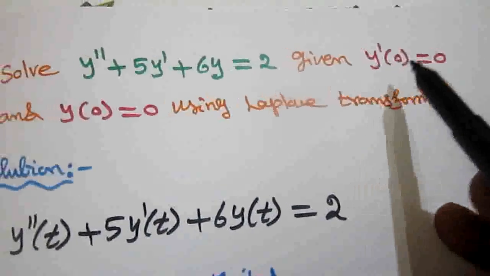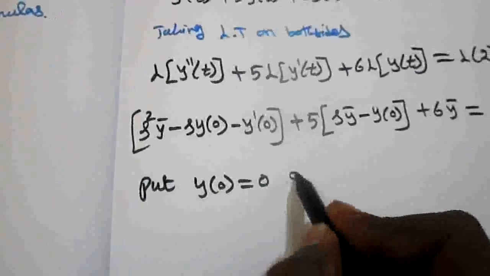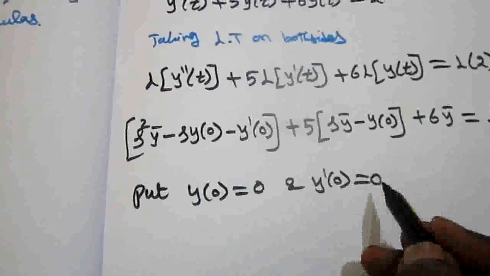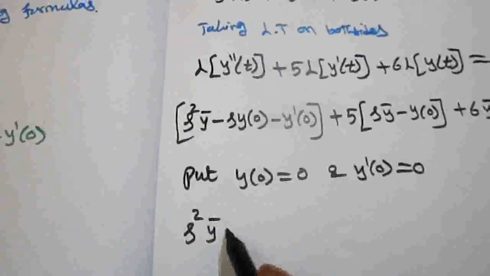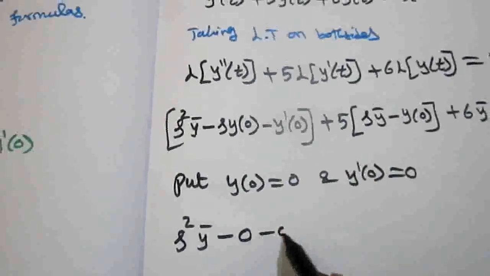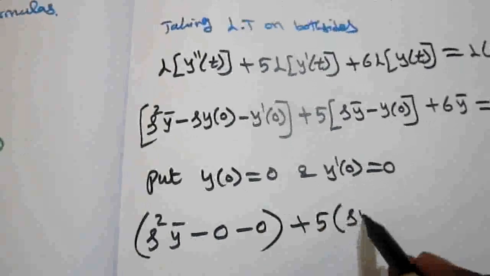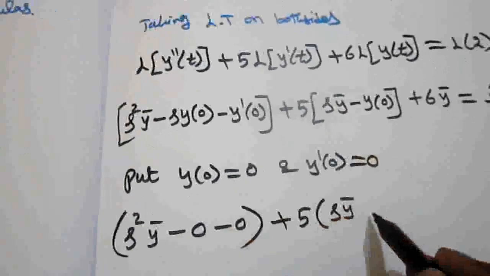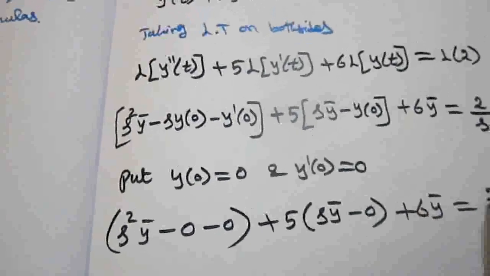And now here we have y dash of 0 equal to 0 and y of 0 equal to 0. So put these two values, y of 0 equal to 0 and y dash of 0 equal to 0, in the above. So this becomes s square y bar minus y of 0 which is 0, y dash of 0 also 0, plus 5 into s y bar minus y of 0 which is 0, plus 6 y bar is equal to 2 by s.